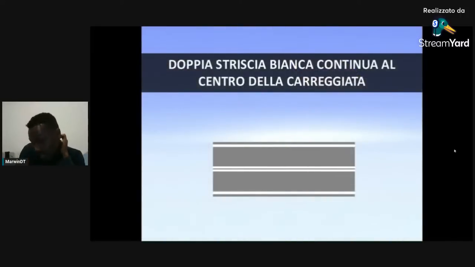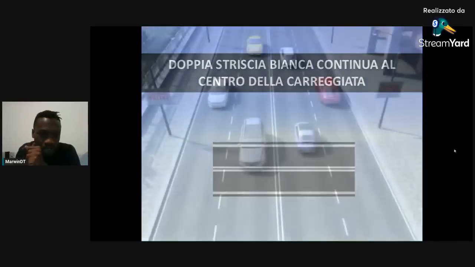Now, it's very clear that this topic, we can't finish it today because the thing is very long. Doppia striscia bianca continua al centro della carreggiata, which is a double continuous line. Let's see the things we are allowed to do on this type of road.